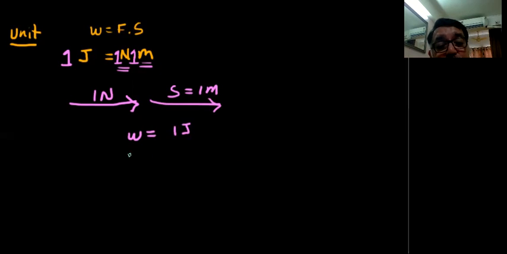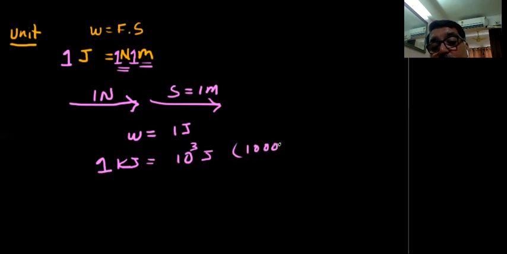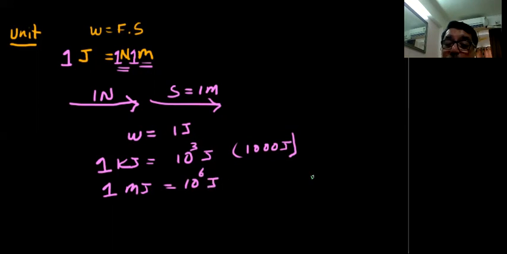The bigger unit of work is kilojoules. Kilo means 10 to the power 3. So 1 kilojoule equals 10 to the power 3 joules, which is basically 1000 joules. The next bigger unit is megajoules. Mega means 10 to the power 6 joules. We can also have a gigajoule, which will be 10 to the power 9 joules.